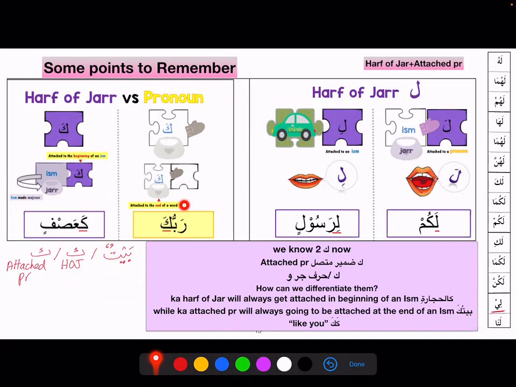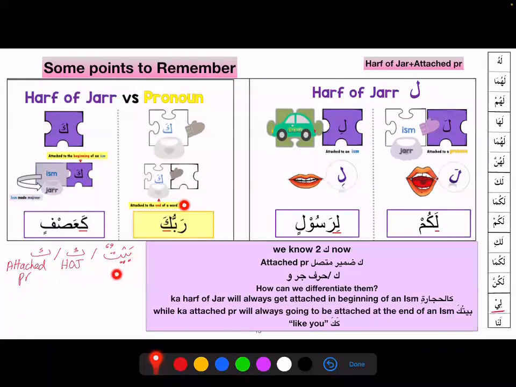But if I want to attach this harfu jar, what do I need to do? Should I put it at the end or in the beginning? Beginning. Yeah, I can put it in the beginning, ka bayt, and then I need to make it jar, right? Ka baytin. So what would be the translation?